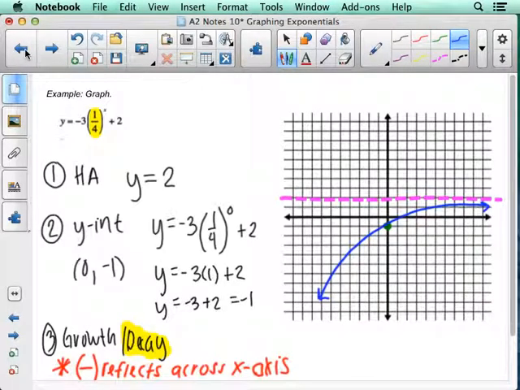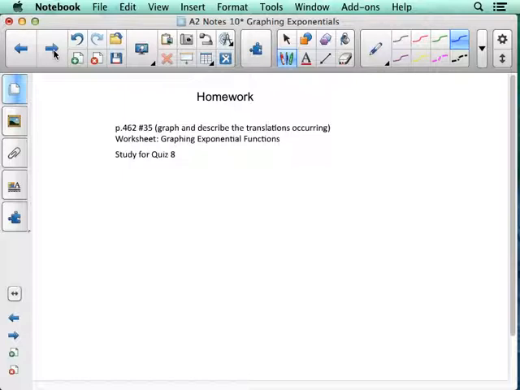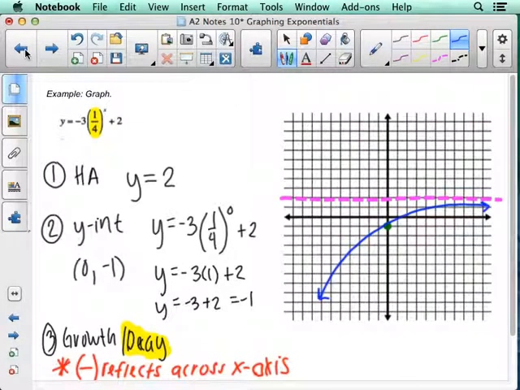And that's it. So you don't have to do this. It's just a worksheet. So go ahead and get started on your homework.